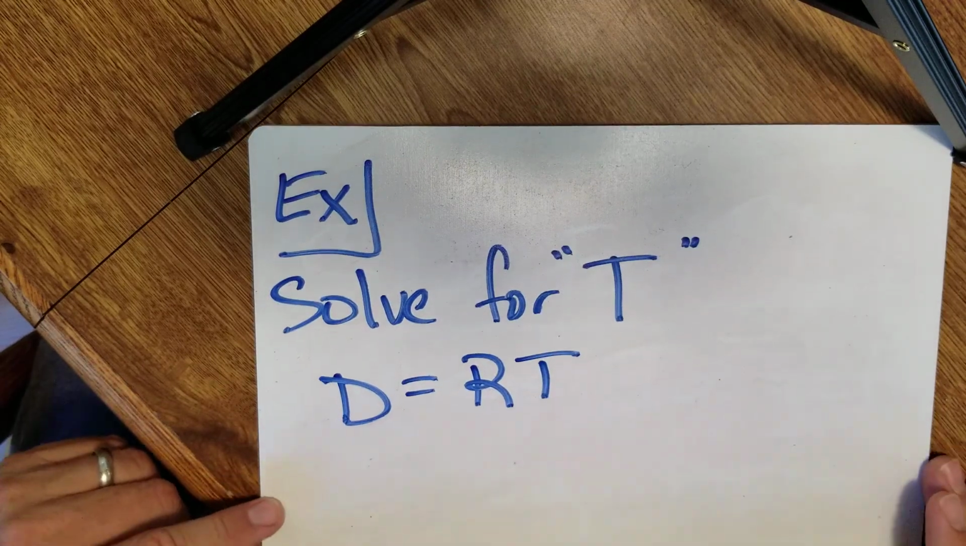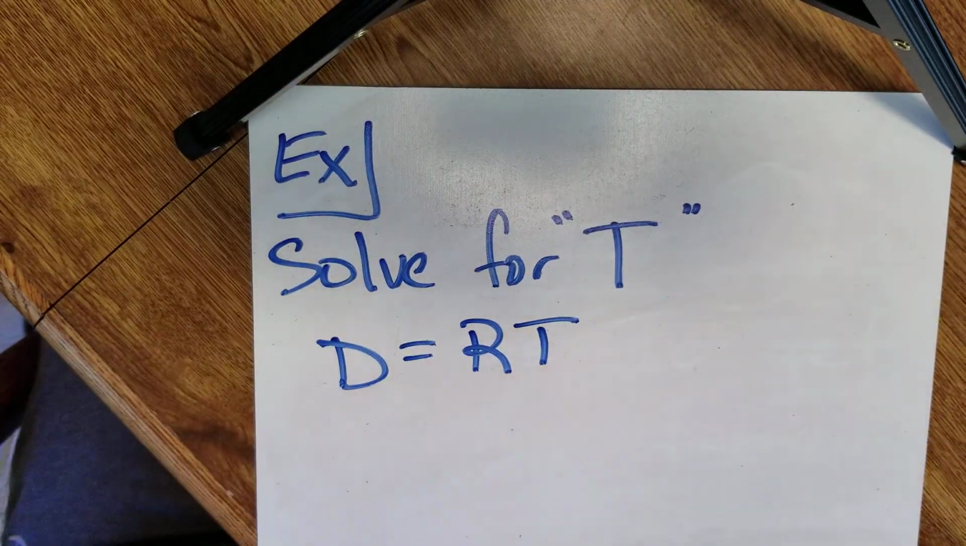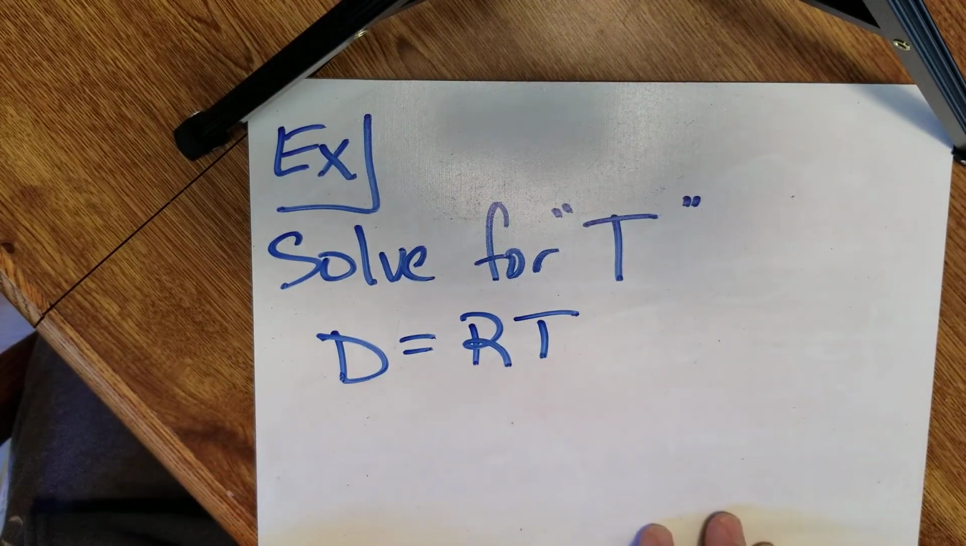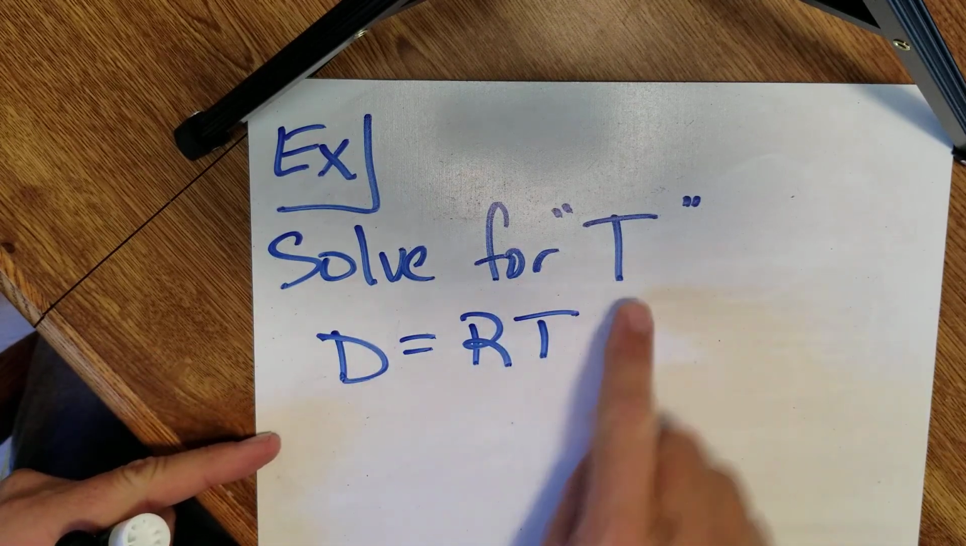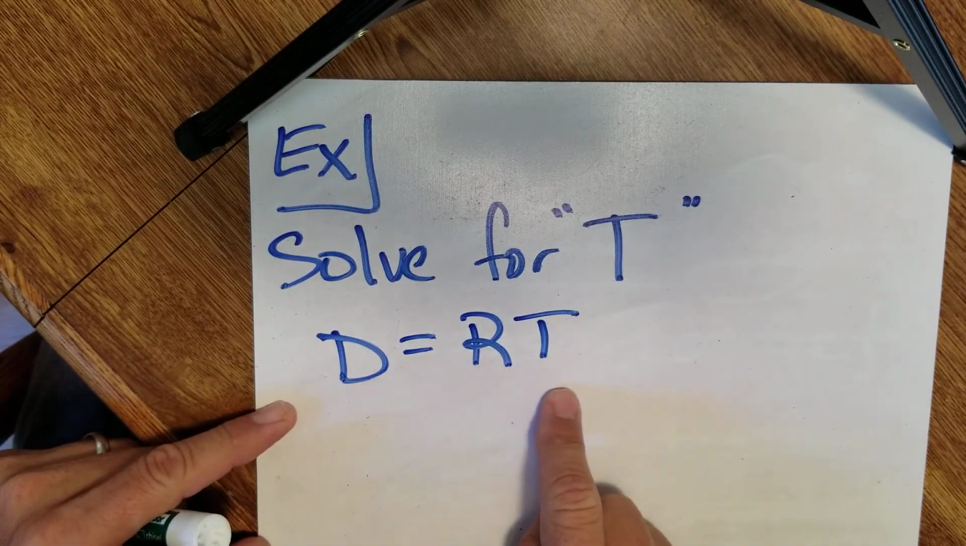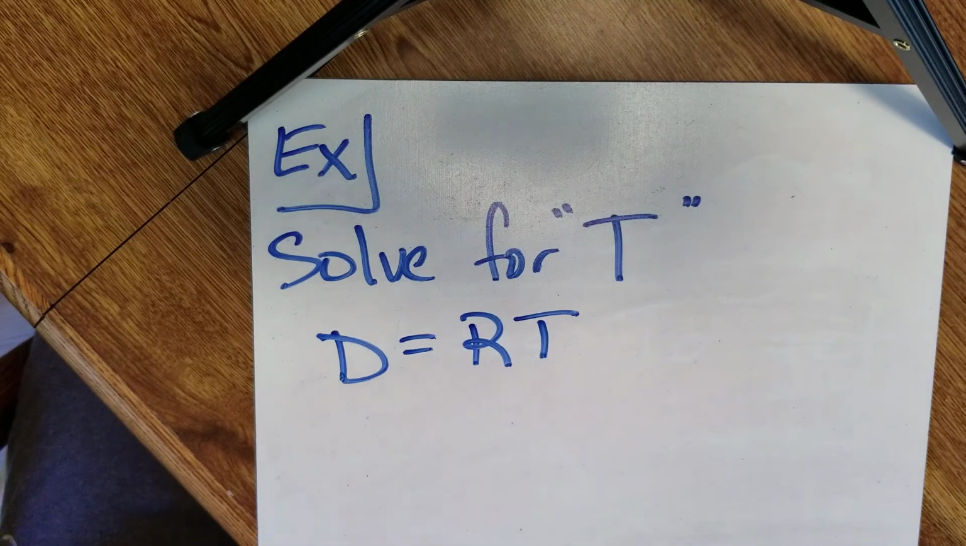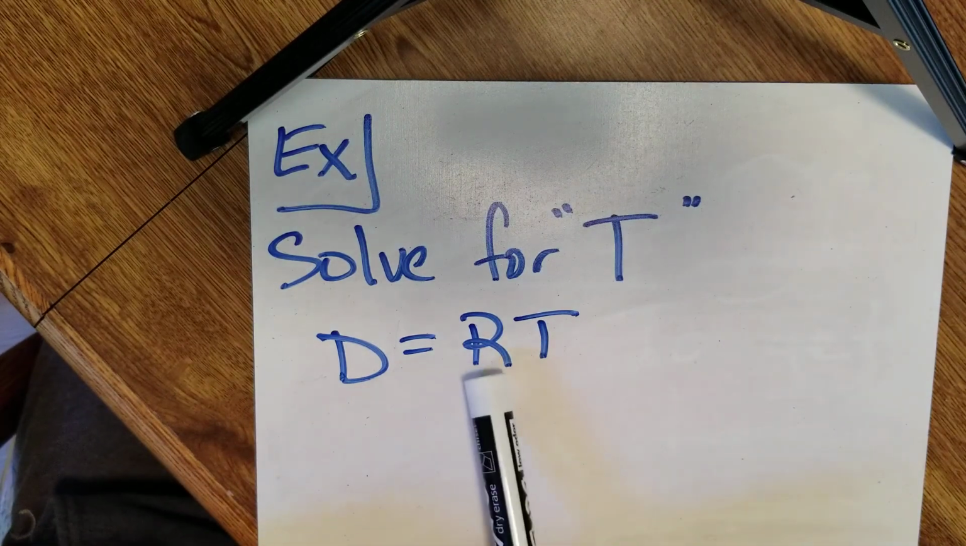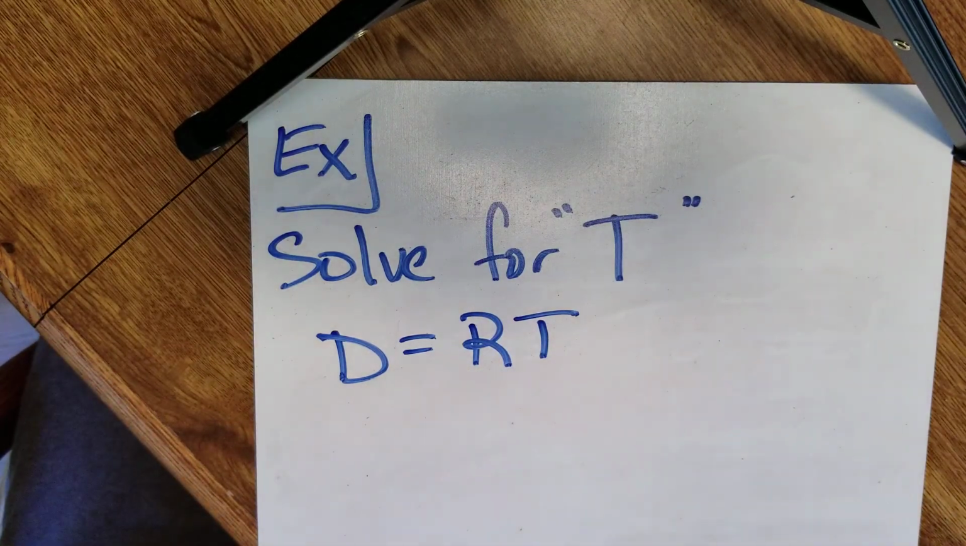Okay, so this should be a familiar thing here. We've been doing this a number of times so far. It says solve for t, and I give you d equals r times t. This is a formula that we should be pretty familiar with. Distance equals rate times time. We've done a number of problems like that.